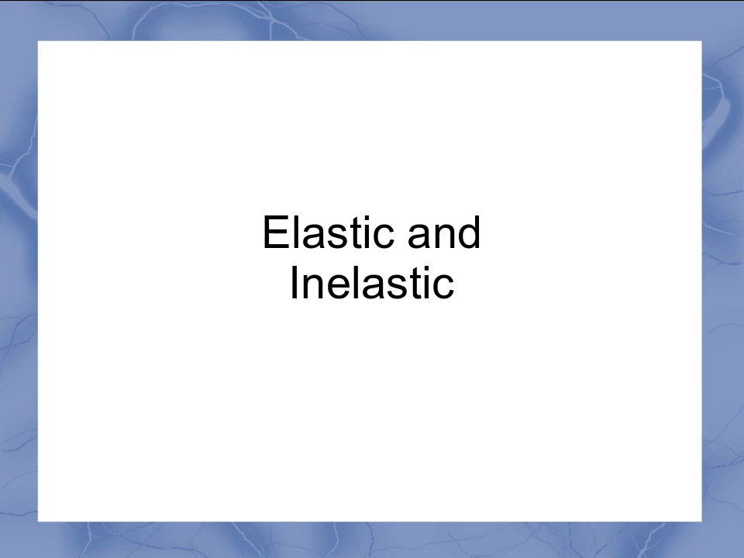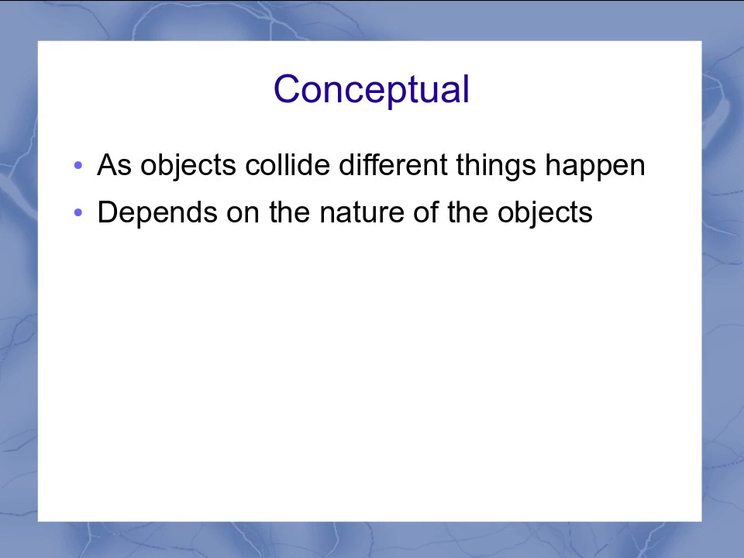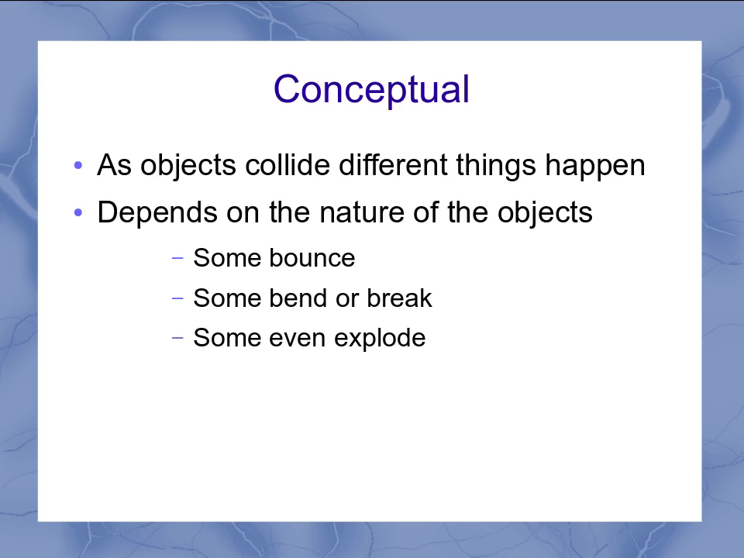Now let's look at elastic and inelastic, particularly as they relate to collisions. So as objects collide, different things can happen. And it depends a little bit on the nature of the objects. So some objects bounce when they collide. Some bend or even break. Some even explode.